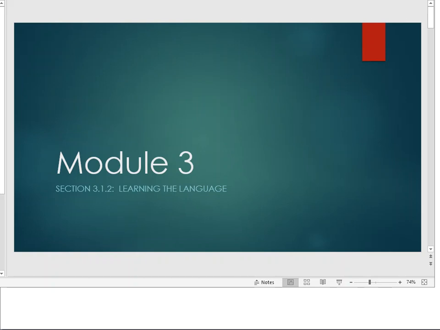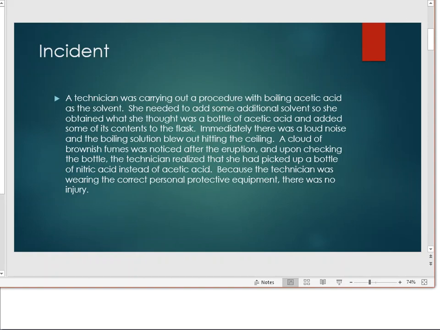So just like before, I want to start off with an incident. And here we have one. A technician was carrying out a procedure with boiling acetic acid as the solvent. Boiling acetic acid, that stuff is pretty strong. And if it's boiling, then that means noxious fumes are probably being given off. So imagine smelling vinegar, but imagine smelling vinegar like 10 times as much, because this is concentrated acetic acid here, not a weakened down version like vinegar might be at your house.